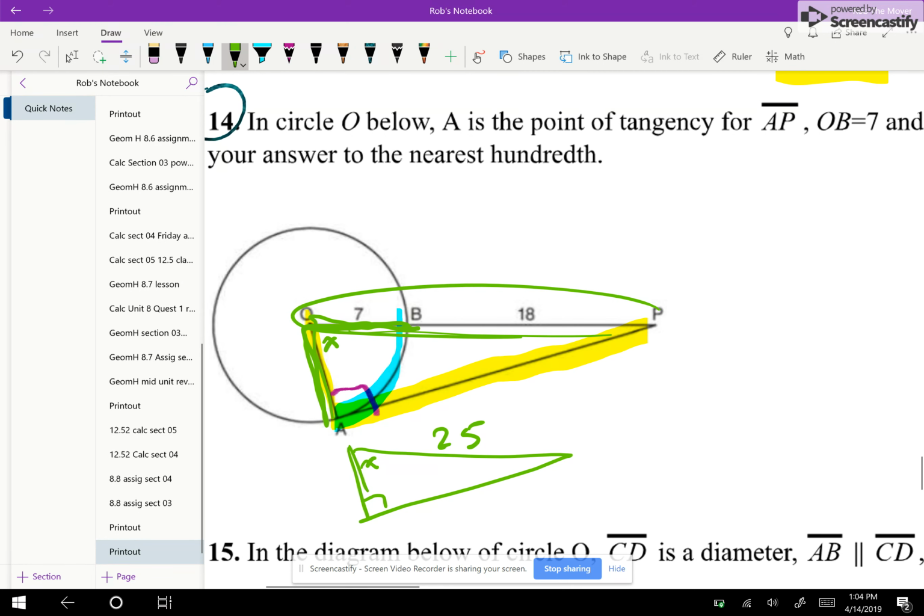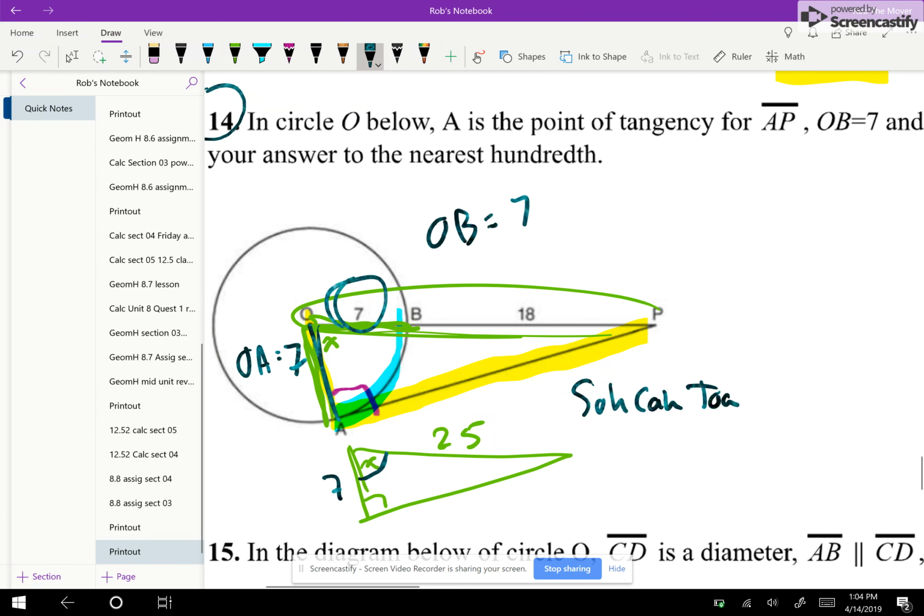So the key to this problem is noticing that you have two radii drawn in, but you were only given one of them. But lo and behold, if you were given one of the radii, right, OB is 7, then that means OA has to also be 7. So you got 7 over here. You got 25 over there. We're looking for this angle in here. So this goes back to our trigonometry. Very simple trigonometry. SOHCAHTOA.